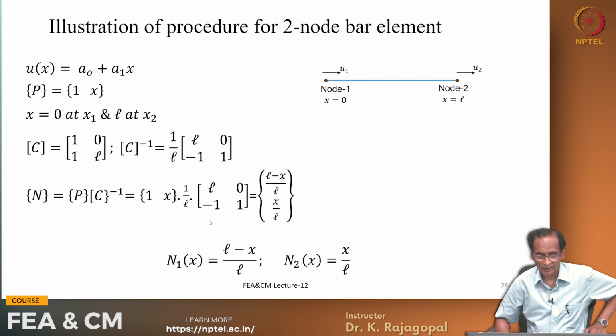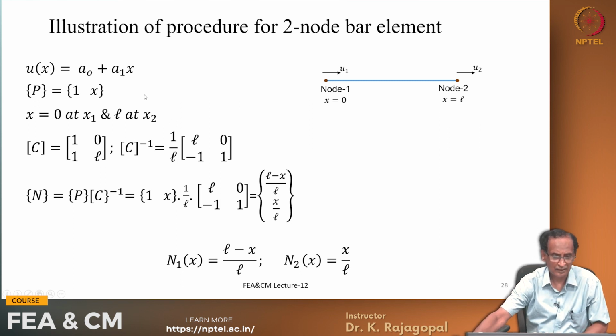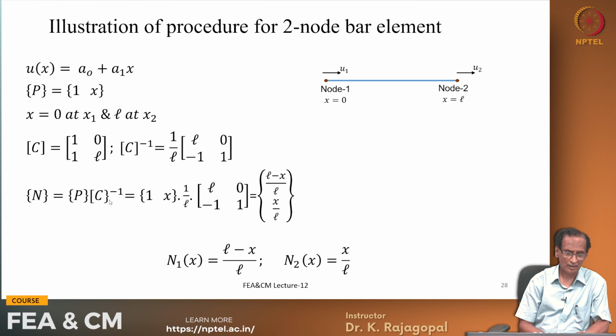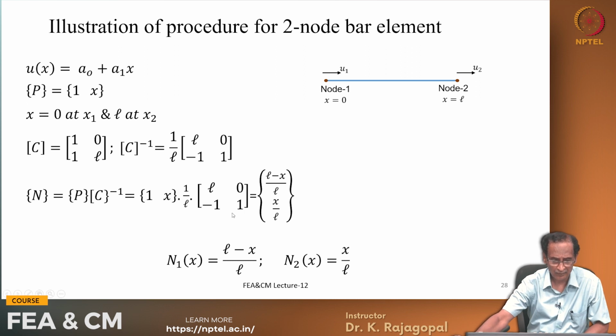So, let us illustrate this process for a 2 node bar element, A0 plus A1x, and this is the coordinate matrix 1 0 1 L. The C inverse is 1 by L, L 0 minus 1 1, and N is P times C inverse. P is the matrix of these polynomial terms 1 and x, and our C inverse is L 0 minus 1 1. This product will give you the shape functions, where N1 is (L minus x) by L, and N2 is x by L.